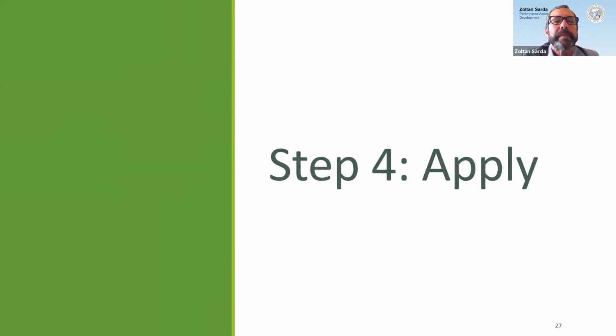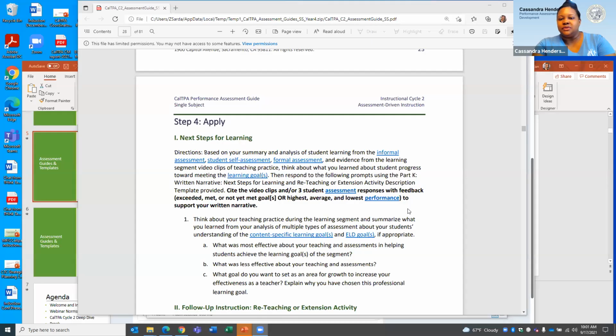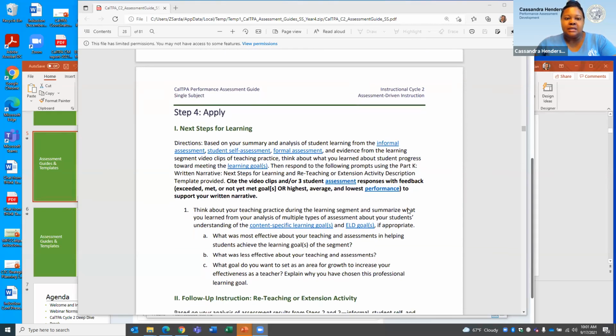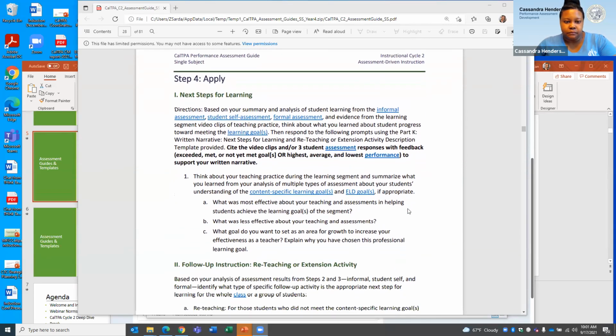Step 4 is apply. We sometimes get this question as well: how is step 4 different from step 3? They're two sides of the same coin. Step 3, reflect, is looking to the past: what happened, what did I do, and why? Step 4, apply, is looking toward the future. What will I do differently next? What would I do the same? So step 4, part 1, is next steps for learning.